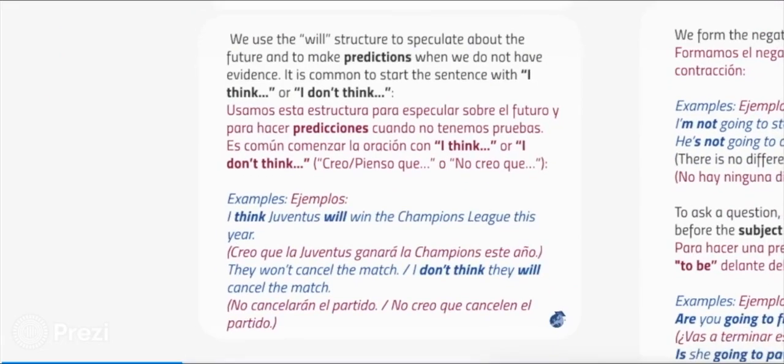We use the will structure to speculate about the future and to make predictions when we do not have evidence. It is common to start the sentence with I think or I don't think. Examples: I think Juventus will win the Champions League this year. They won't cancel the match. I don't think they will cancel the match.